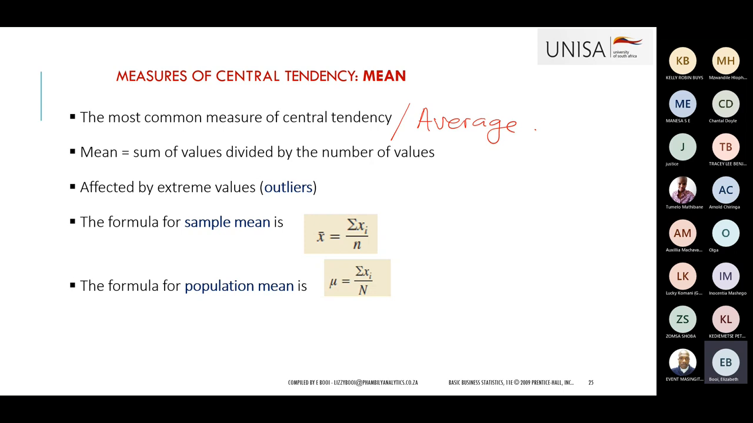It is calculated by adding all the values and dividing by how many they are. It's the sum of the values divided by the number of those values. And it is always affected by the outliers. So when you are a statistician doing some calculation and your data has outliers, you need to make sure that you handle them because they can skew the results, give you a wrong picture, and make people take wrong decisions. So you need to know how to handle outliers. And that's not the purpose of this session.